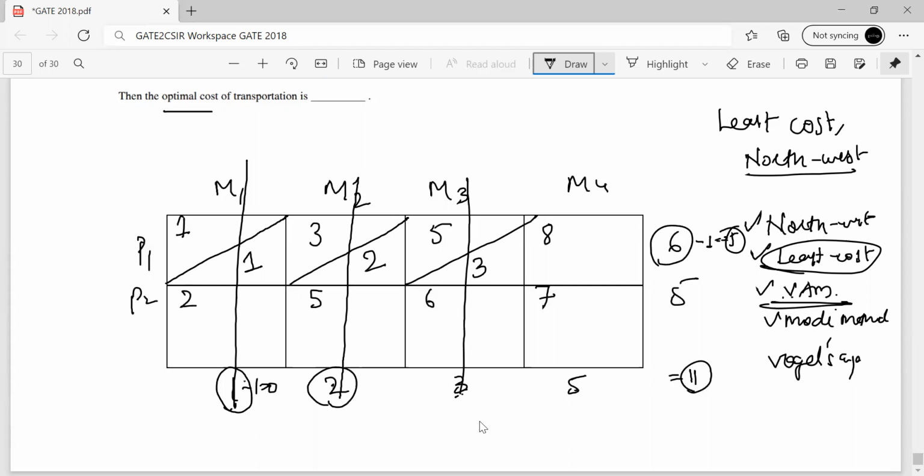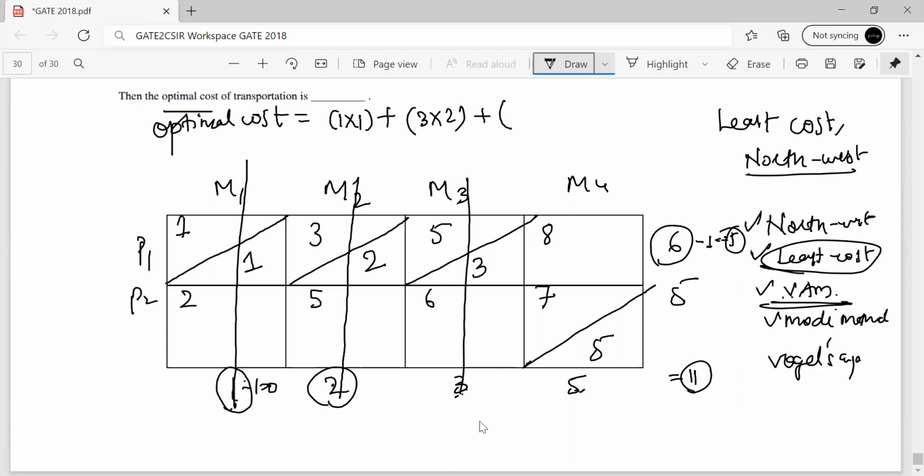And now the least is 7. For 7 you have 5 and 5, minimum of 5 is 5. So the optimal cost will be simply 1 into 1 plus the values which you have assigned. The same problem they even asked in 2017. You can even see that video, in which I applied Vogel's approximation method. But here I'm doing least cost because there are only 2 rows.